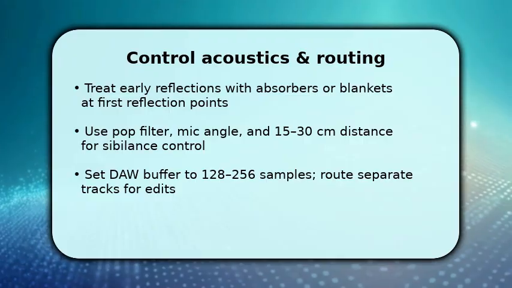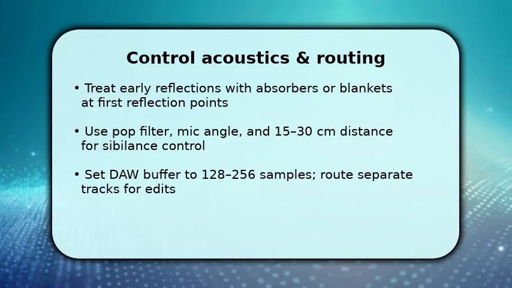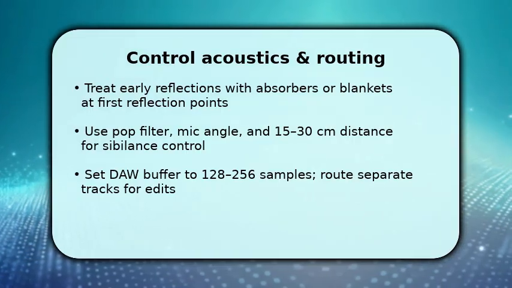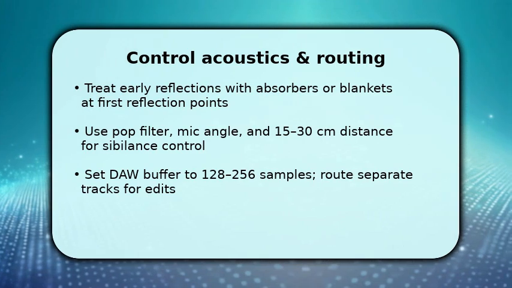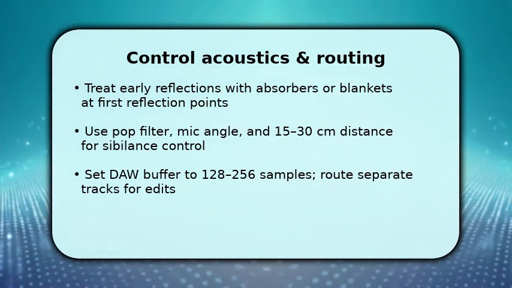sibilance. In your DAW, set the buffer to 128-256 samples for a balance of stability and low latency, and route separate tracks with clear naming so you can edit and process without confusion.